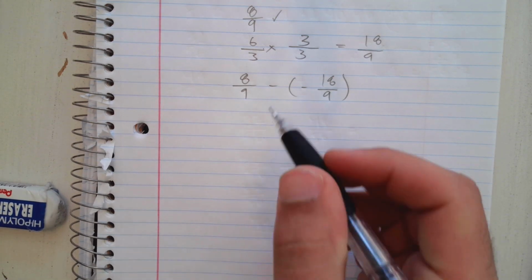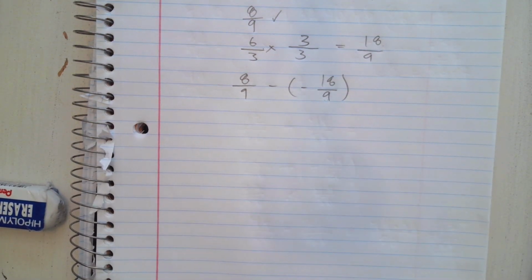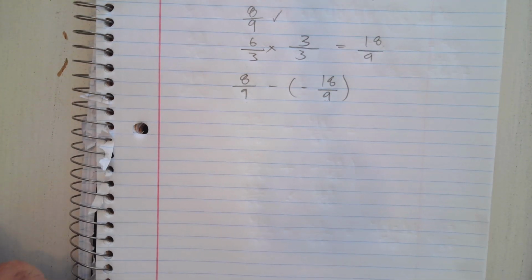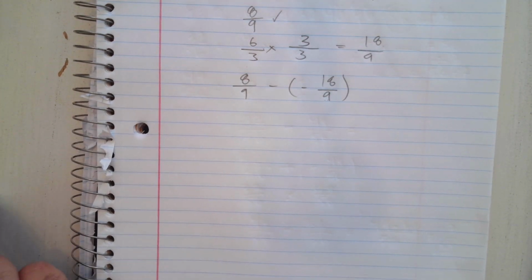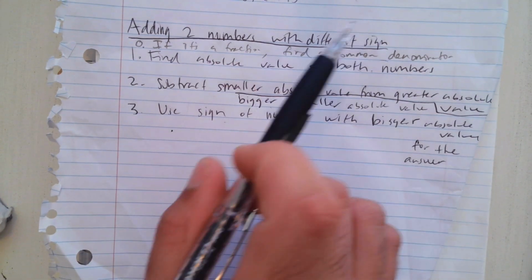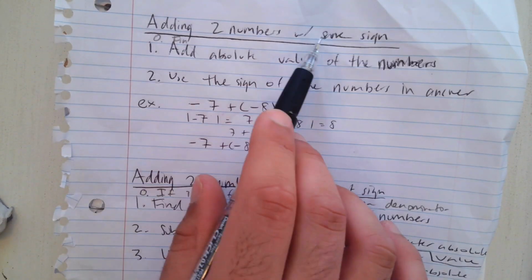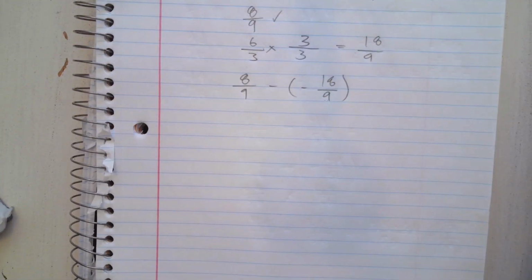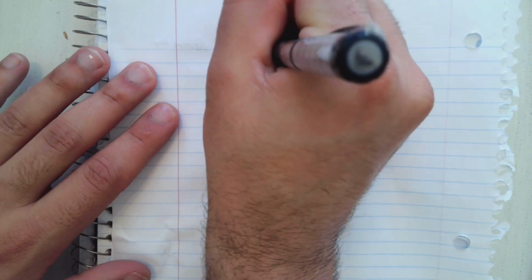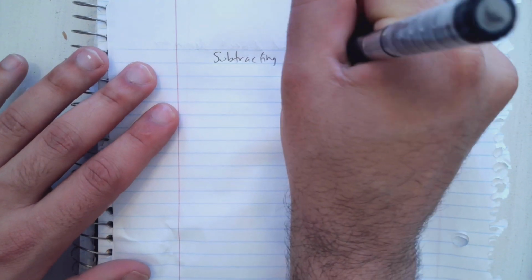Okay, so now that we have our fractions written with a common denominator, what's our first step when we're subtracting any sort of number? Okay, so that is our first step if we're adding two numbers with different signs. You're right, we find the absolute value, or even if we're adding two numbers of the same sign. So let's write out a little steps for subtracting numbers.